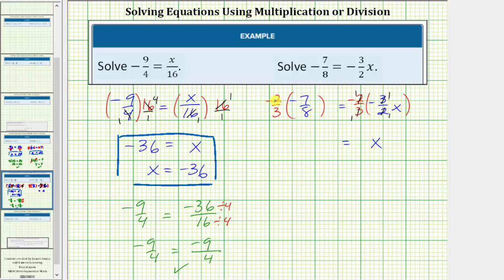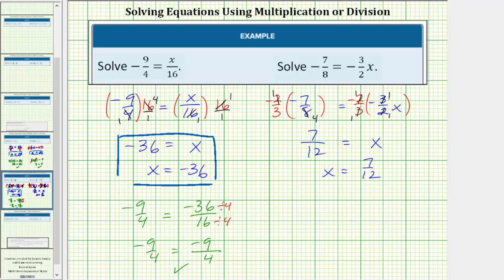On the left, let's simplify before multiplying. 2 and 8 share a common factor of 2. There's 1, 2, and 2, and 4 2s and 8. Multiplying, we have negative 1 times negative 7 in the numerator, which is positive 7. In the denominator, we have 3 times 4, which equals 12. So the solution is x equals 7/12, written like this, or in the opposite order of x equals 7/12.